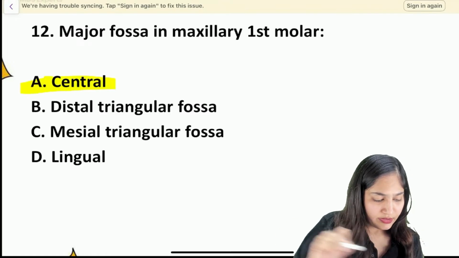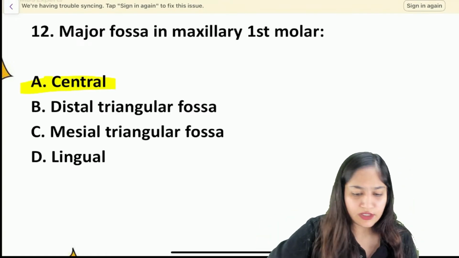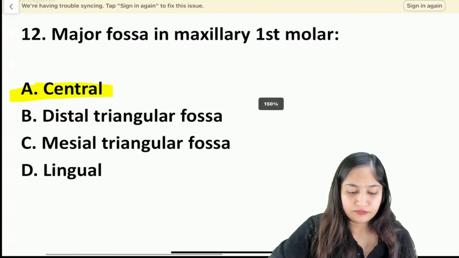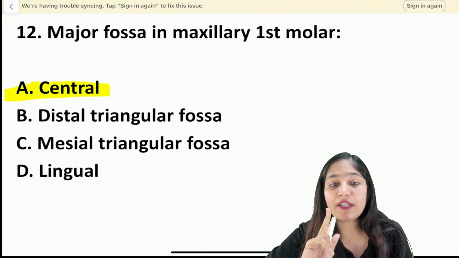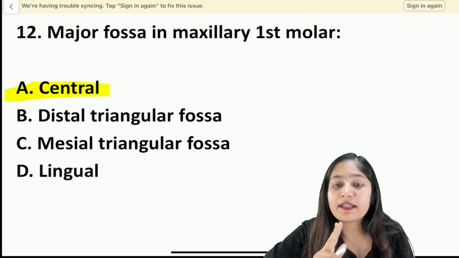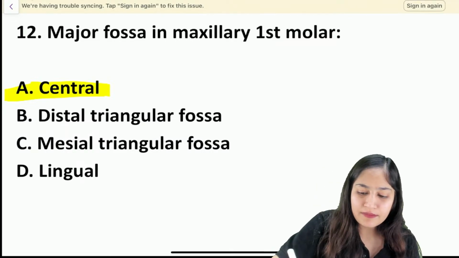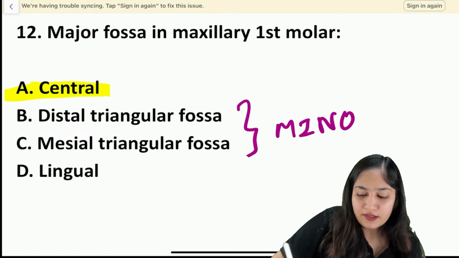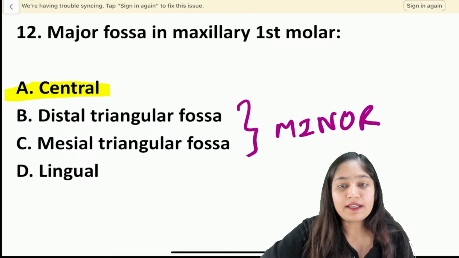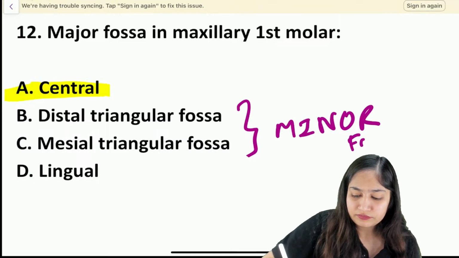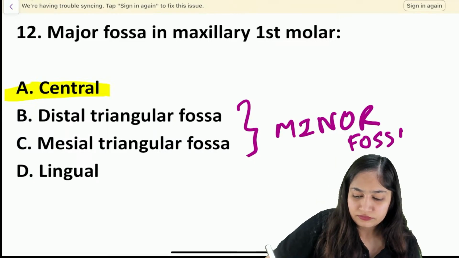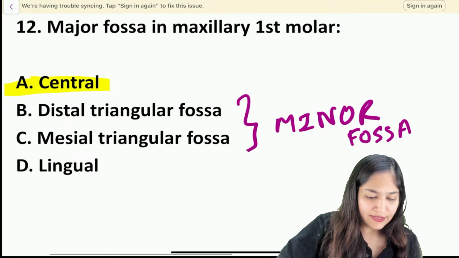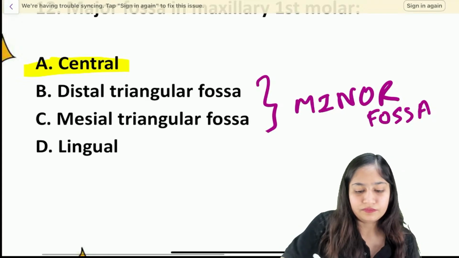Good. It is central fossa. So there are two major and two minor fossae in maxillary first molar. Minor are which? These are our minor fossae, the mesial triangular fossa and distal triangular fossa. And central is our major fossa. Central and distal. Good.